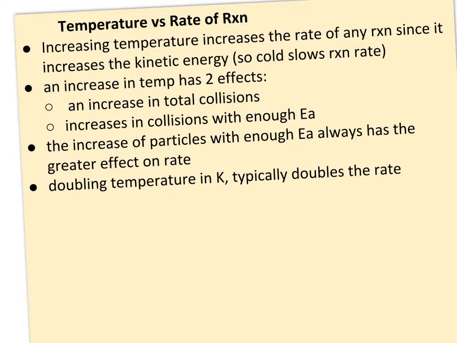Increasing temperature is going to increase the rate of any reaction because it's going to increase the kinetic energy. So cold will slow a reaction rate, whereas increasing the temperature will increase a reaction rate. And it has 2 effects. It increases the total collisions, and it increases the number of collisions with enough activation energy. And one question IB always asks is, which one has the bigger effect? Well, it's the increase of particles with enough activation energy, because it doesn't matter how many collisions you have if they don't have enough activation energy. So anytime you can increase the number of collisions with enough activation energy, you will see a positive effect on reaction rate. And typically, doubling the temperature in Kelvin will double the rate.